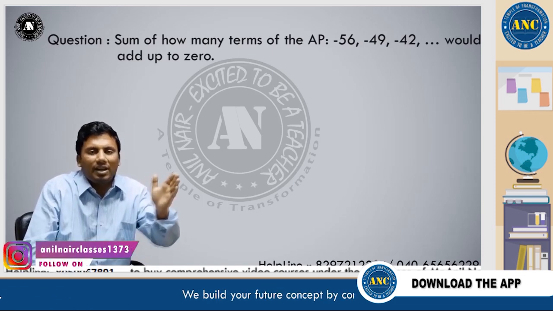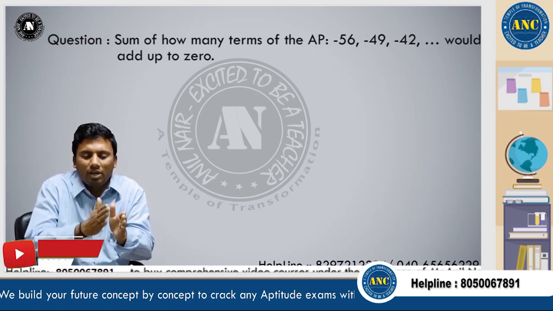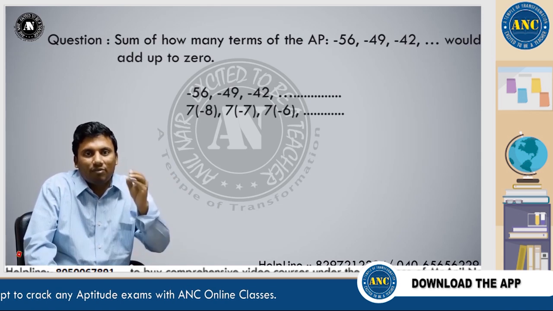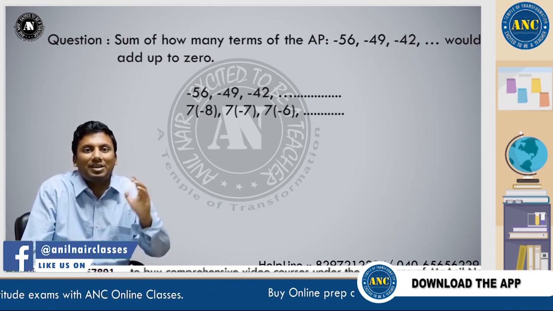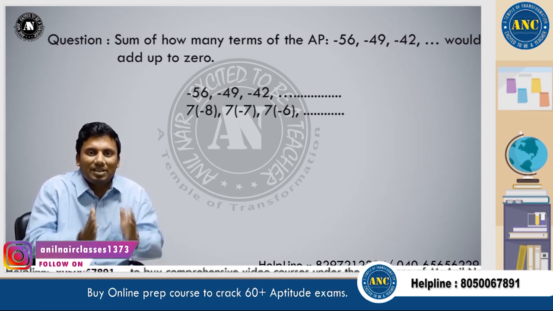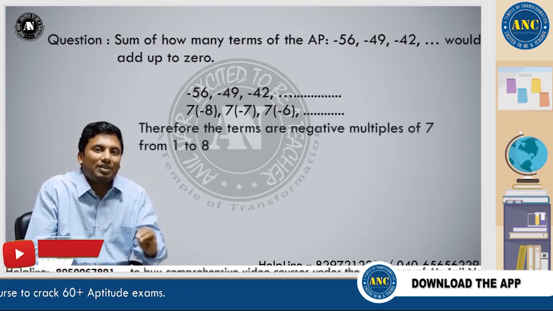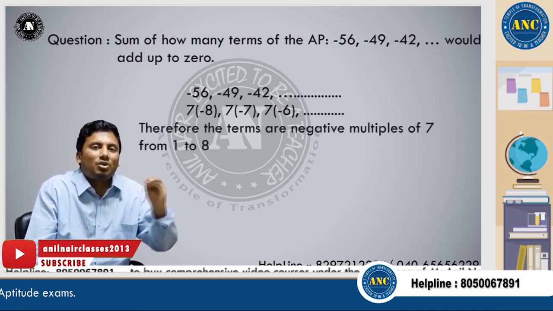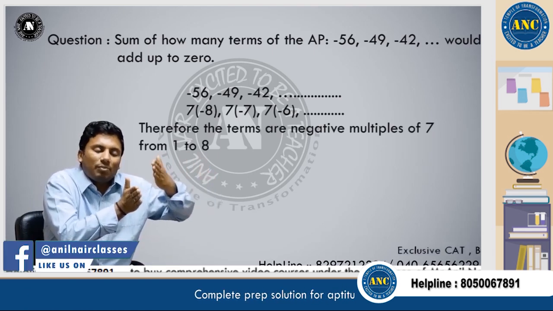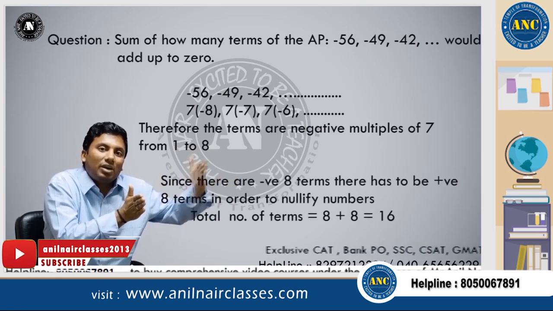Series is given as minus 56, minus 49, minus 42 and so on. Minus 56 is 7 into minus 8. Minus 49 is 7 into minus 7. Minus 42 is 7 into minus 6. That means the series given is nothing but the negative multiples of 7 from 1 to 8. Are you all with me? Right. So from minus 56 to minus 7, there are 8 negative multiples.